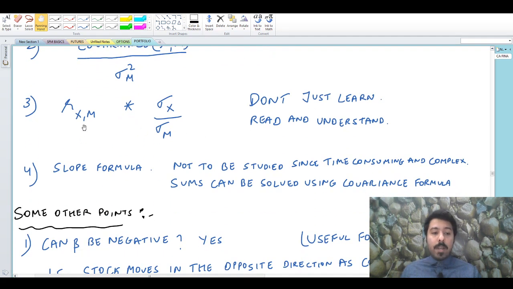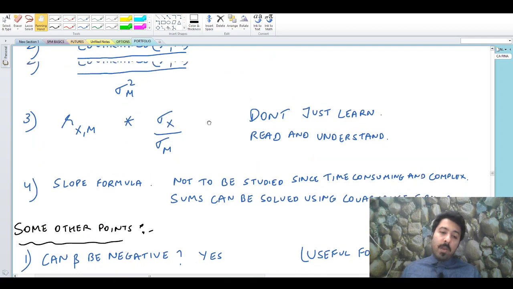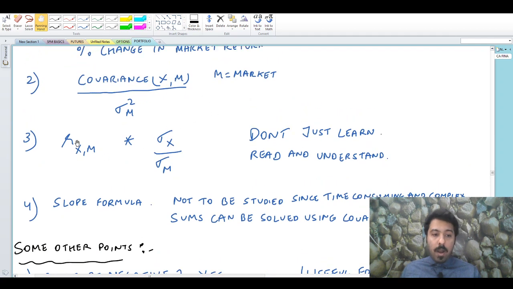And the third way can be r x comma m into sigma x upon sigma m. What is this? R, correlation between stock and market, multiplied by risk of stock upon risk of market. So we'll get beta. What is the correlation? Possibility of them moving similarly, multiplied by risk of individual stock and the market. So the product will give you beta. How much will the stock change if market changes, right? Simple, very easy. Don't just learn, read and understand.